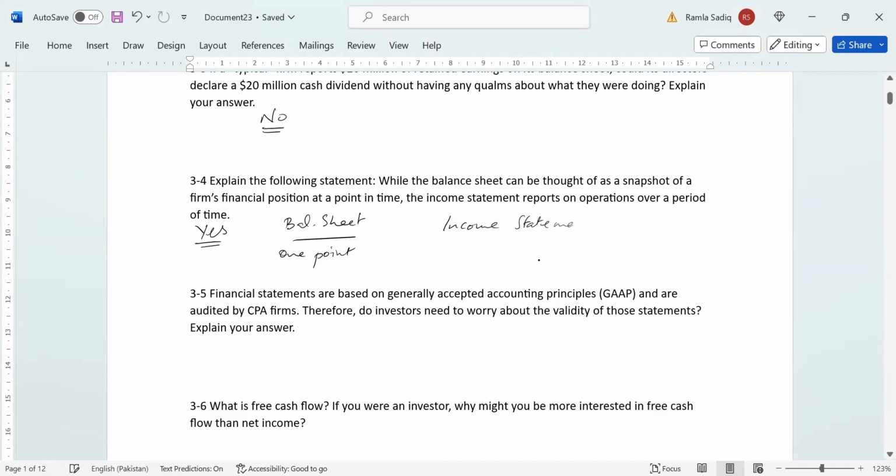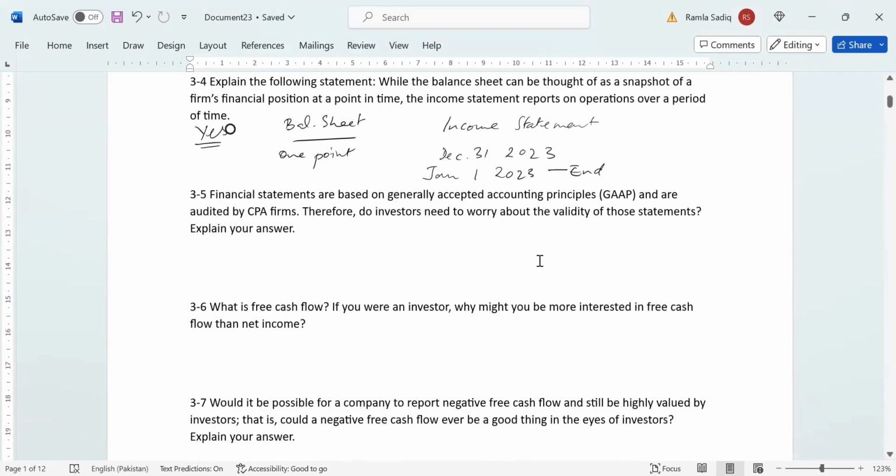When we say that it reports over a period of time, basically the sales figures reported on the income statement for the period ending, let's say, December 31st, 2023 would represent the firm's sales over the period from January 1st, 2023 up until that ending date, December 31st, 2023.